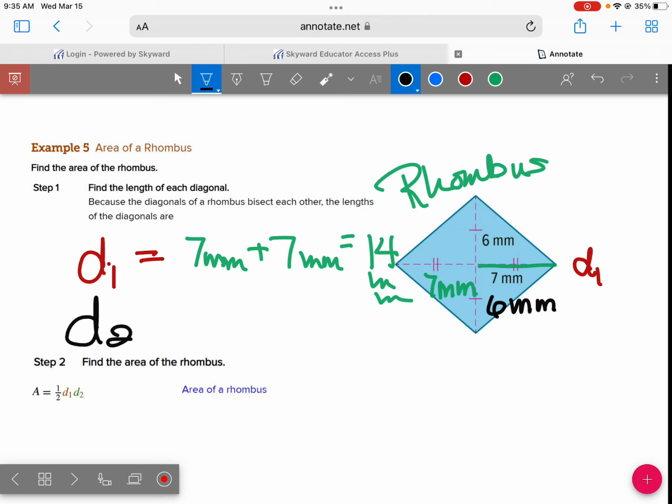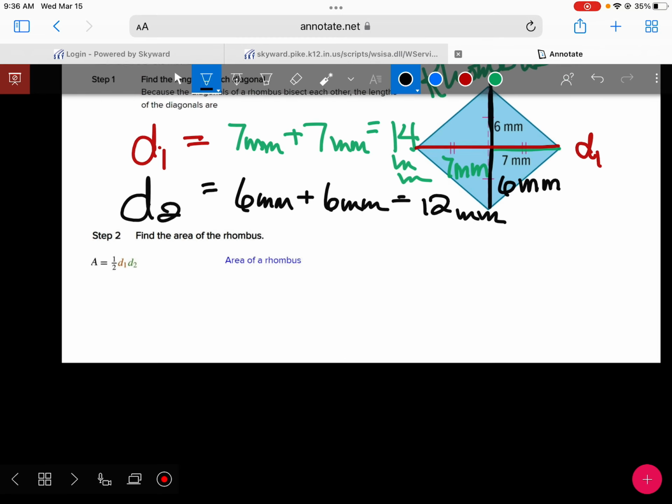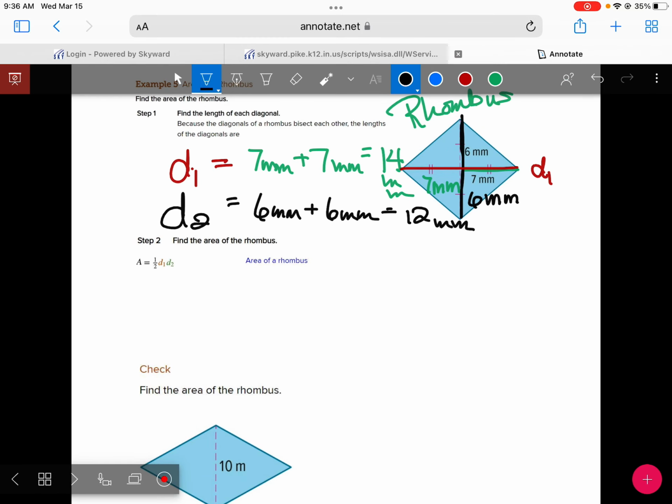Diagonal 2, these are the diagonals. They go from one opposite angle to the other opposite angle. Diagonal 2 is 6 millimeters plus 6 millimeters, which is a total of 12 millimeters. So here's my diamond shape. Area is 1/2 times the length of diagonal 1 times the length of diagonal 2.